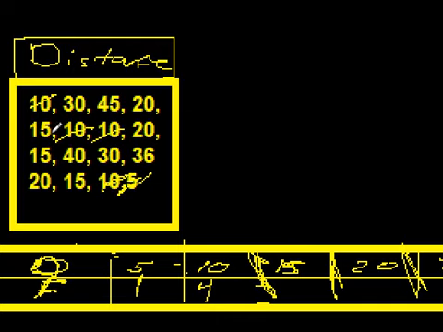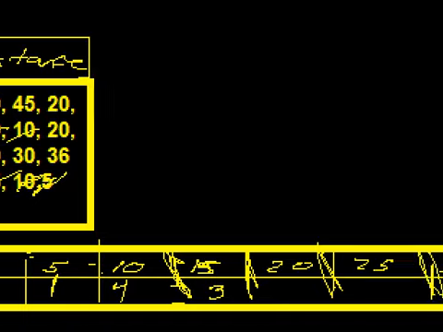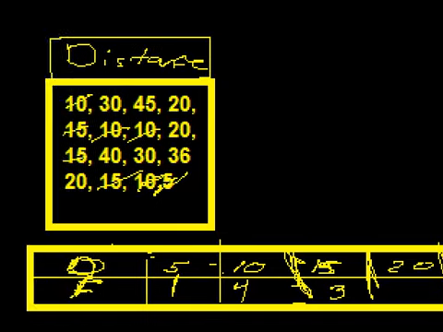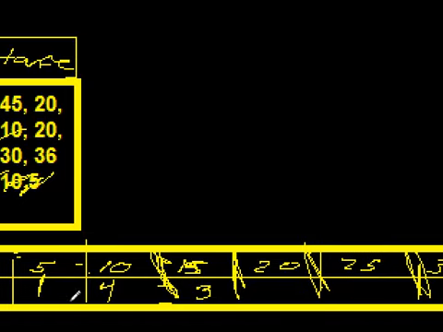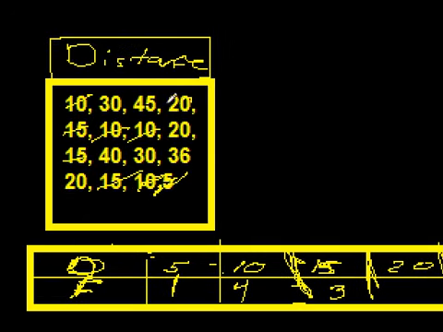And then the 15 occurs 1, 2, and 3 times. 20 seems to occur here another 3 times it looks like, if I were to look on the graph. I can do that here, 1, 2, and 3.